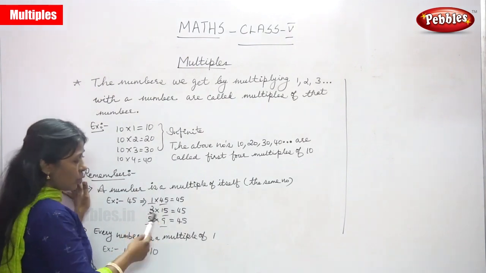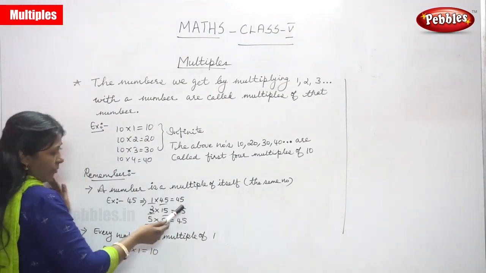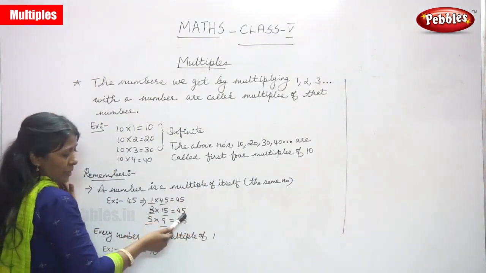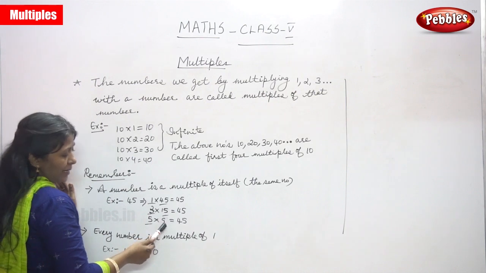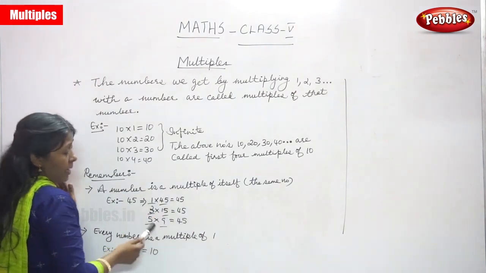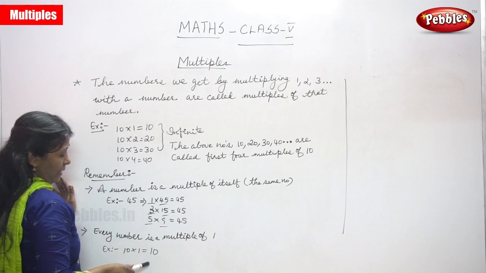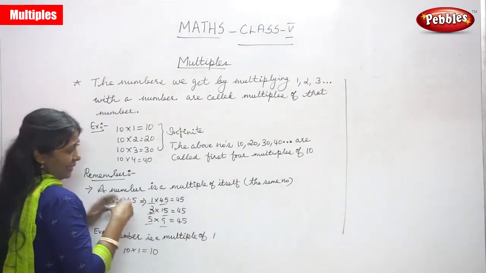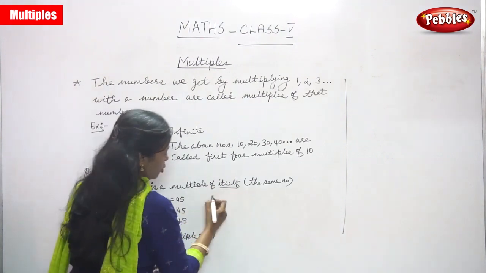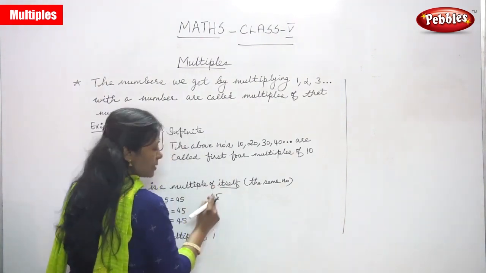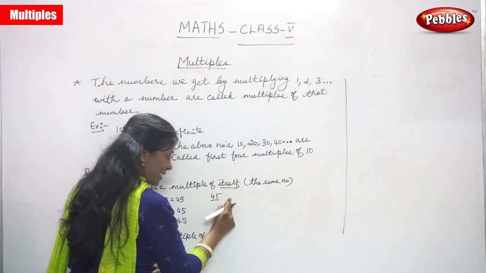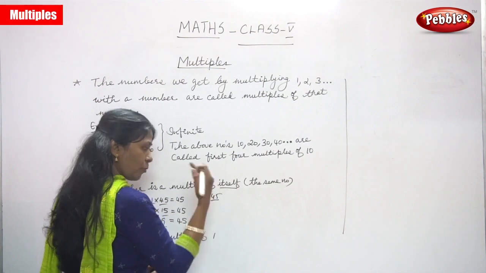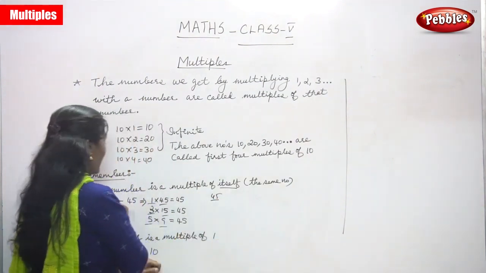Otherwise we can call these factors. So 1 into 45 you can get 45. Then 3 into 15 you can get 45. 5 into 9 you can get 45. These are the possible factors of 45. But 45 is one of the multiples of 45. Itself means the same number. So 45 is a number, and 45 is a multiple of the same number. 45 is one of the multiples of 45. That is what the statement says.